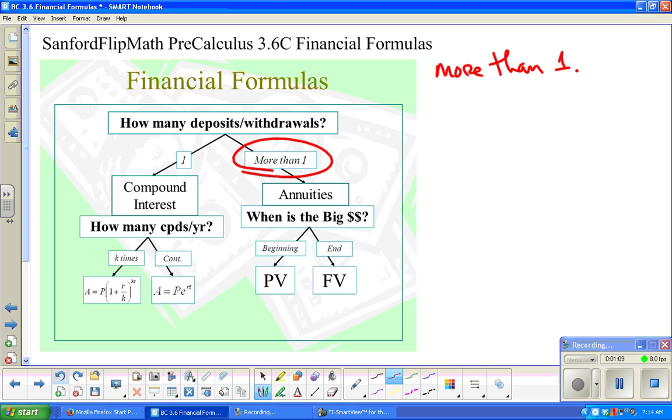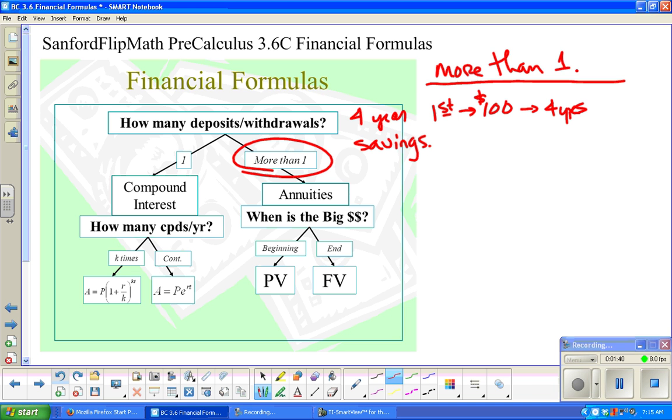Let's take a minute or two to set the framework. If we made one payment, let's say for a 4-year savings, we put a deposit in the bank, let's say $100, and it's going to sit there for 4 years. We're going to save up money for 4 years, so it sits there for 48 months and earns interest.